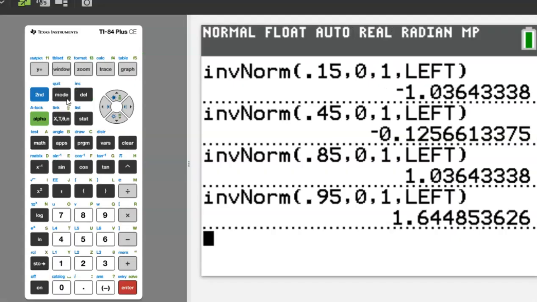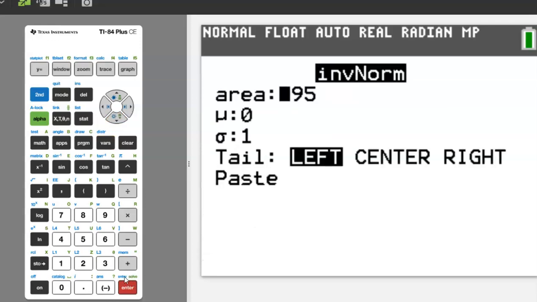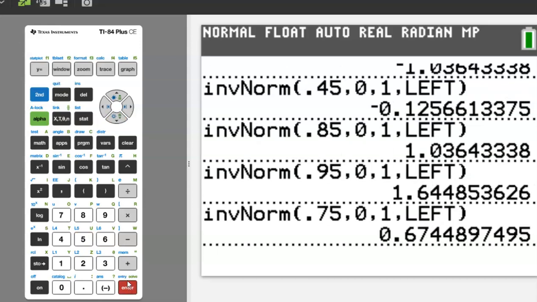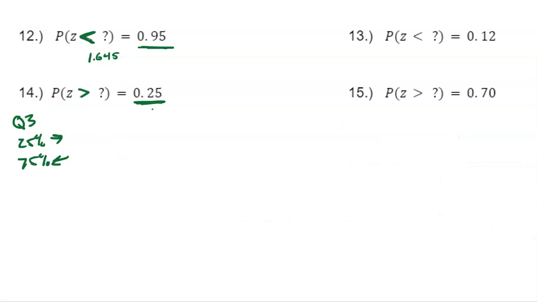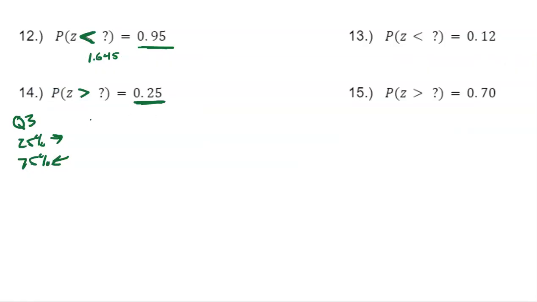All right, so once again, I'm just going to go to my calculator here. Invert norm. Again, I need lower. I need bottom. So I'm going to do 0.75 to the left. Again, you could type in 0.25. You would just have to select right. You would get the same answer, I promise. 0.674, yes, if I round to 3 decimals. So a z-score of 0.674 has 25% above it, 75% below it.